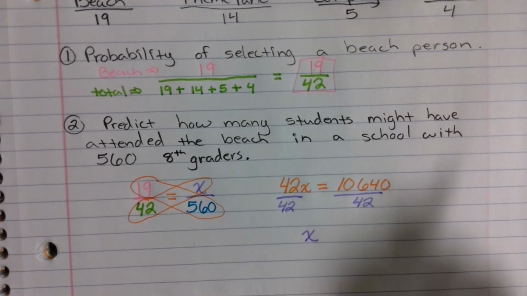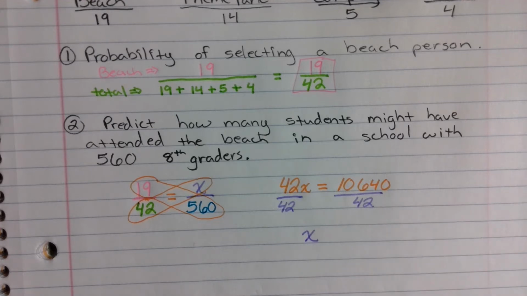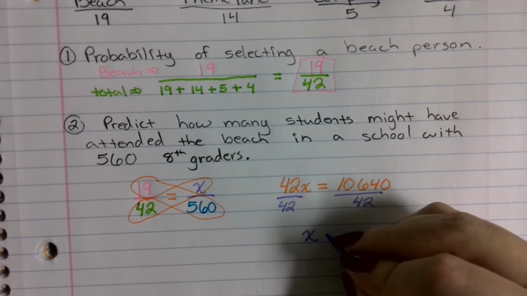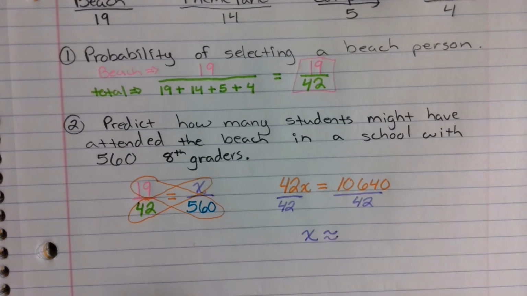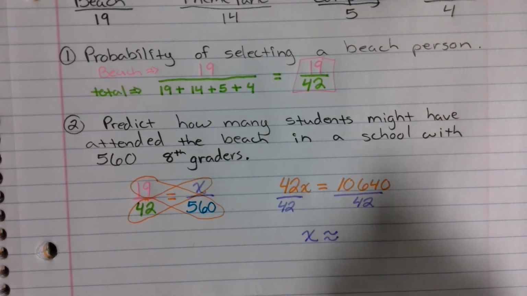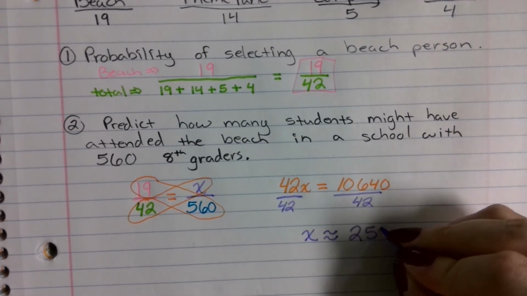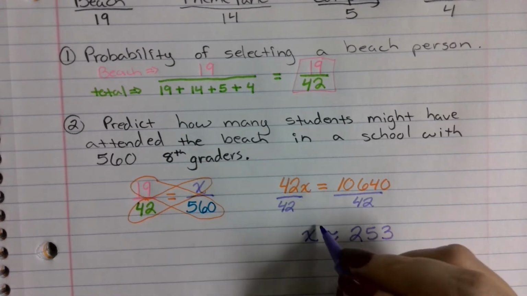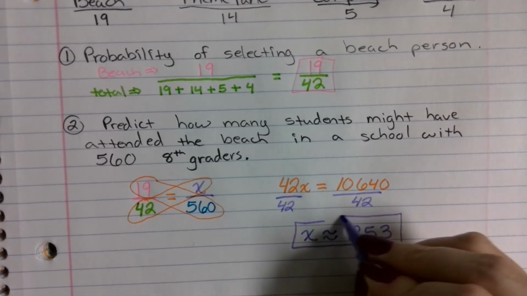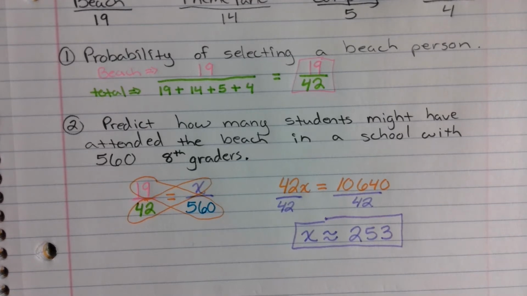So now when we divide it, are we going to get a perfect value? No, we're going to get a decimal, but we're talking about people. So can we leave it as a decimal? No, we have to round our answer. So it's going to become an approximation. So you need to make sure that you round appropriately. Remember, 4 and below, you let it go. 5 and above, you give it a shove. So what would it be? Brent? Very good. 253. So we can expect or predict that approximately 253 students in the 8th grade might have attended the beach.